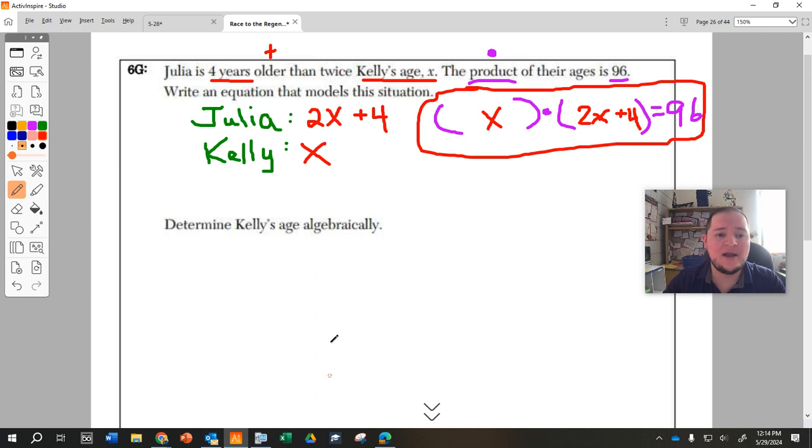If they said the sum of their ages was, you would do the same thing but put a plus sign here. That's it. And then it says determine Kelly's age algebraically, which basically means take that math thing you just made, bring it down here, and just do math to it. So I'm going to rewrite it down here. I'm going to clean it up a little bit because there's a couple things I need to be aware of to make it nicer. So I'm going to copy and paste it down here. I'm going to lose the parentheses around the x because they're redundant. They don't help anything. X. I don't mind the times. I do need parentheses around 2x plus 4 because there is a binomial in there. And that whole binomial represents her age, not just part of it.